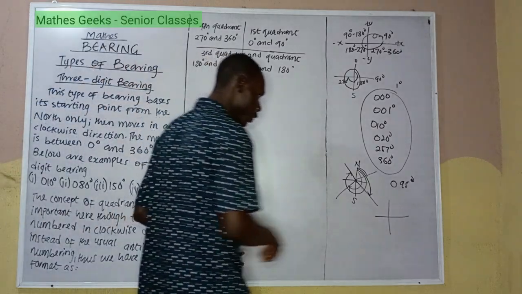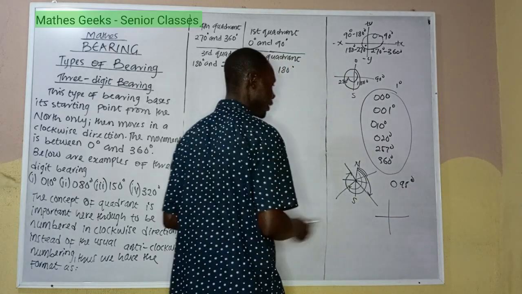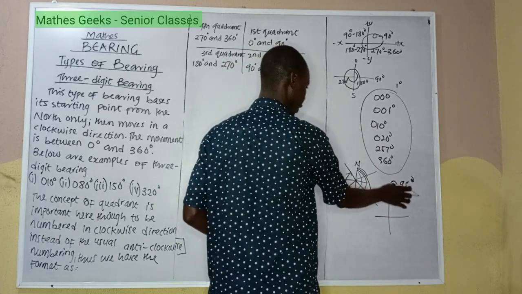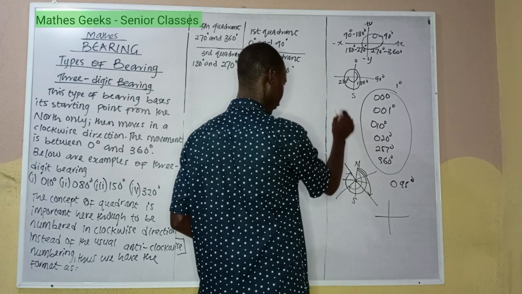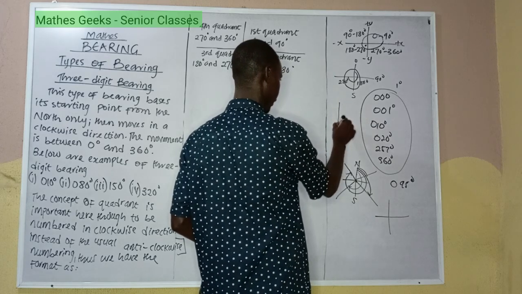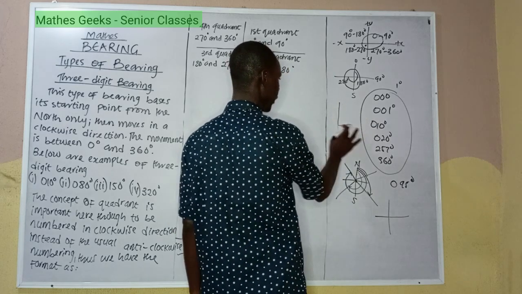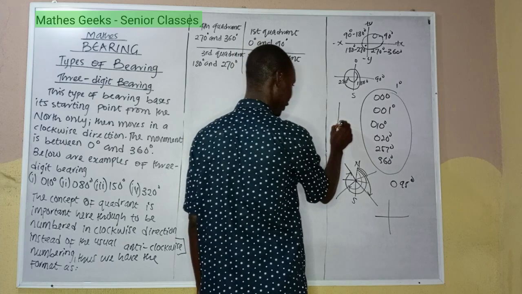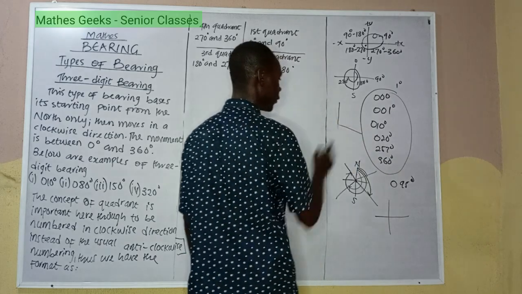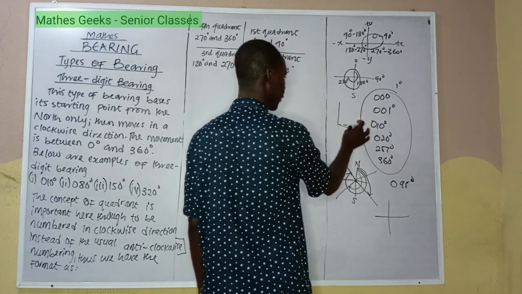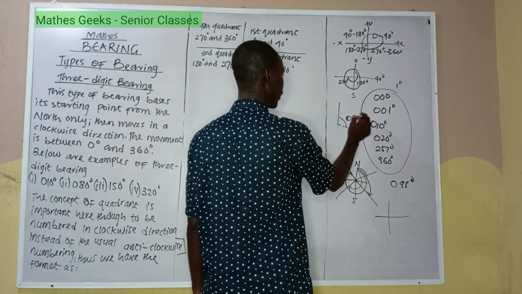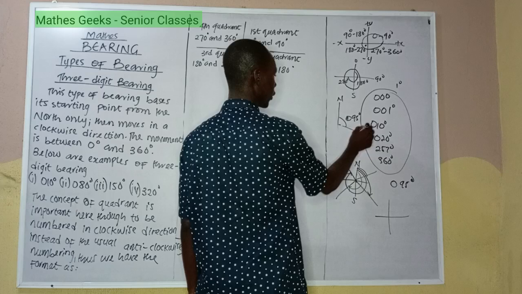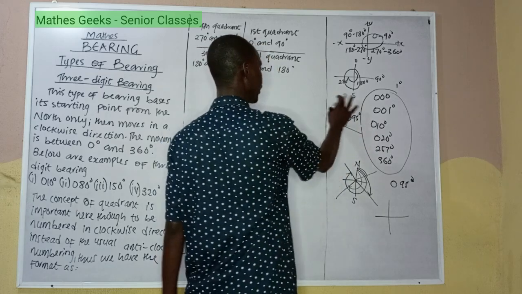So for instance, if you are just representing this as a 3-digit bearing, then this is how it will be. You know that from here, this is 90 degrees. So if it's going to be 095, then it's going to be slightly greater than 90 degrees. So from the north to this line is 095 degrees. You don't usually represent it, you leave it like that.